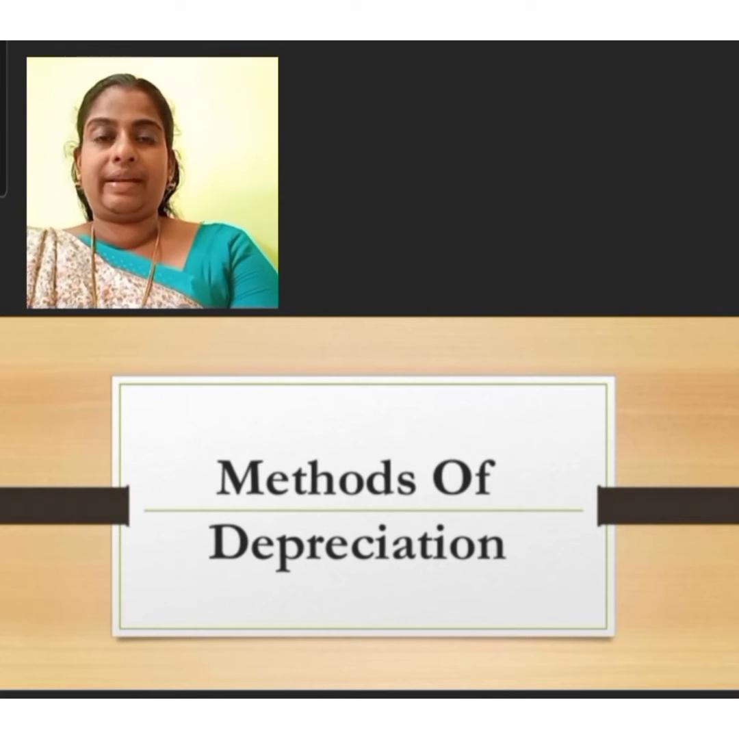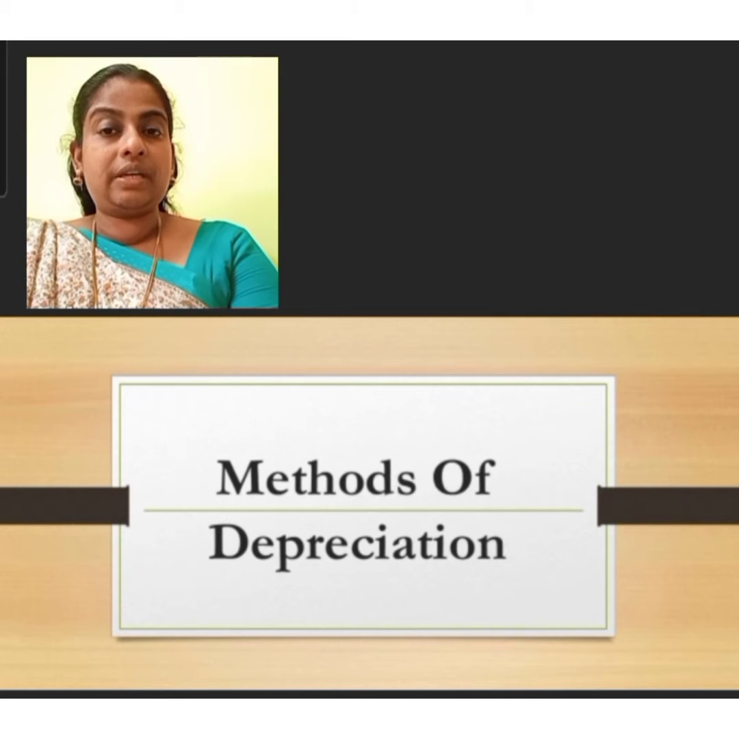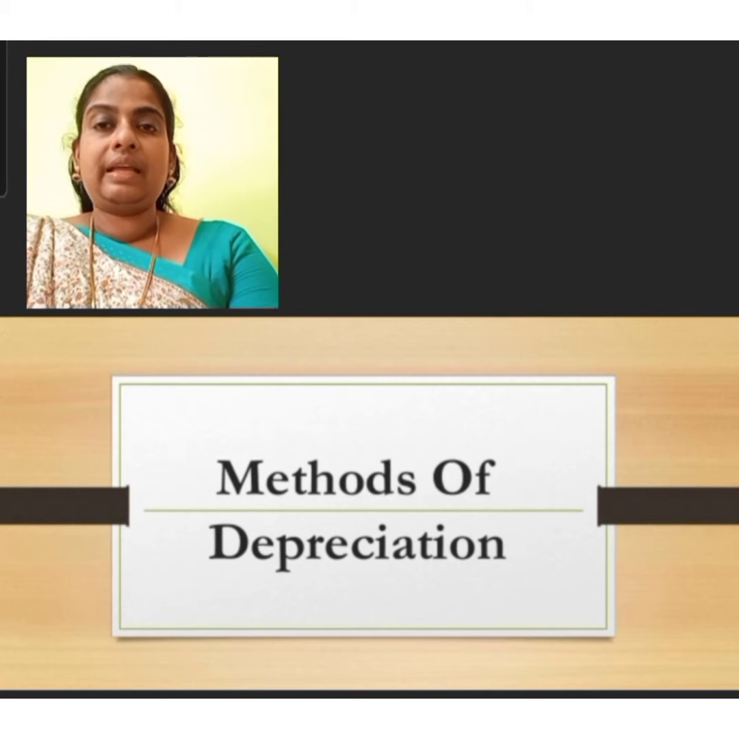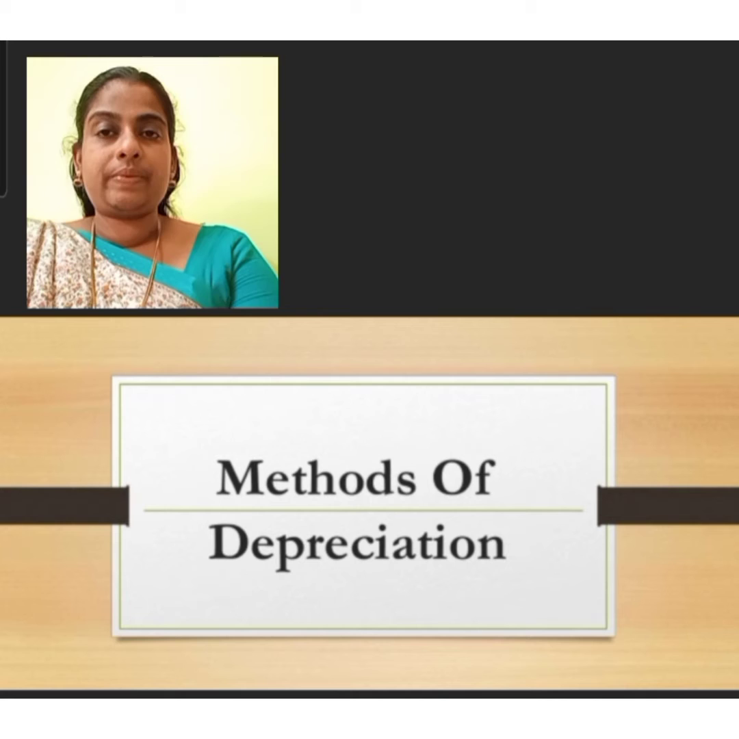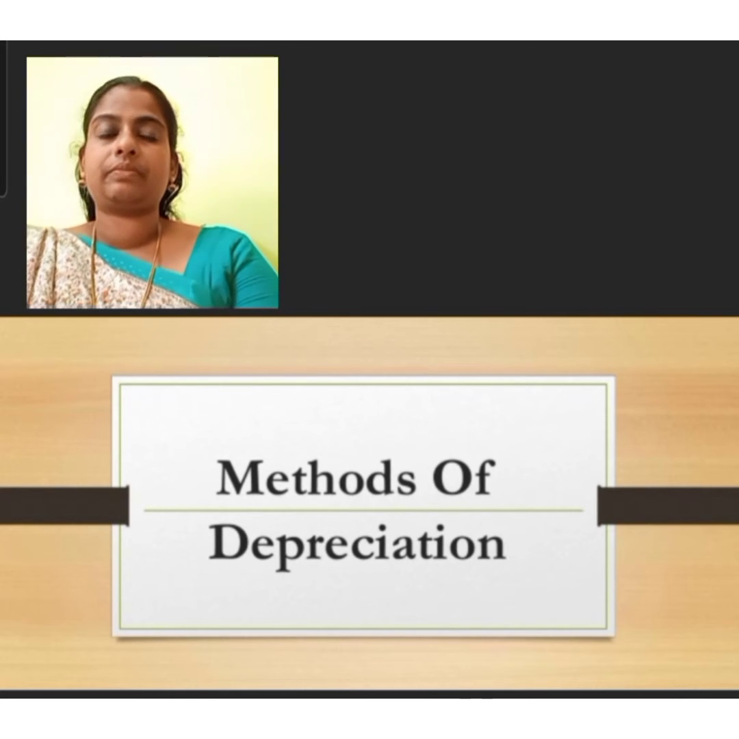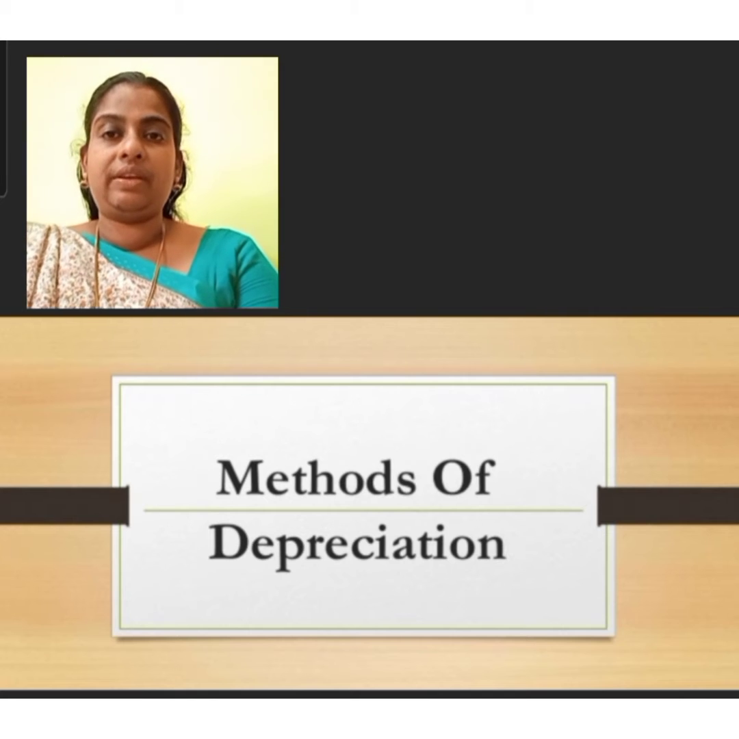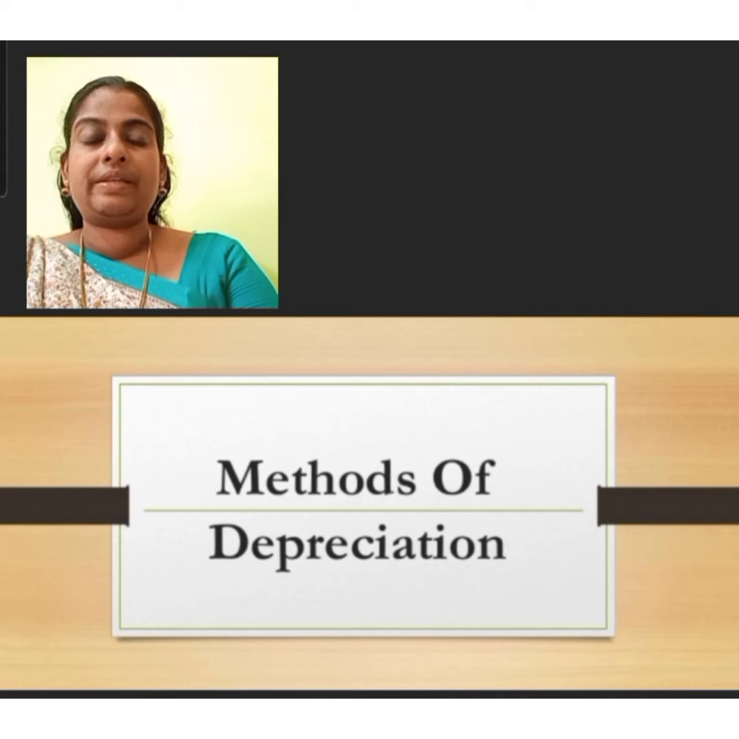Now I am going to give one example. Suppose the value of the asset is rupees 20,000 and its estimated useful life is 10 years. The amount of depreciation to be charged every year will be rupees 2,000. That is, the cost price equal to 20,000 divided by estimated useful life of 10 years. Then you will get the amount of depreciation of 2,000.